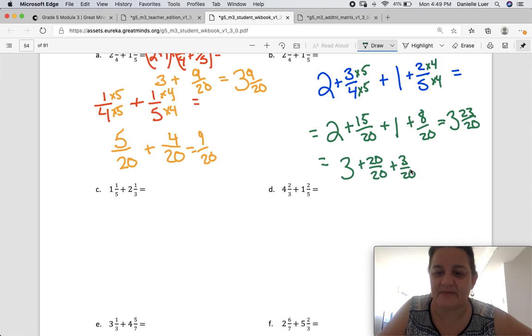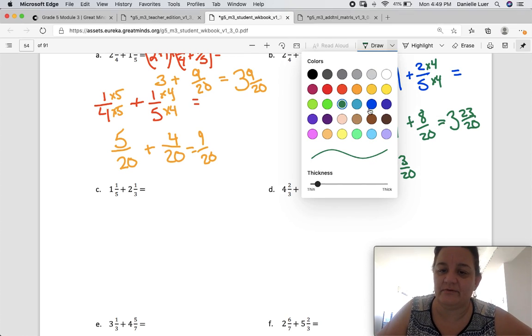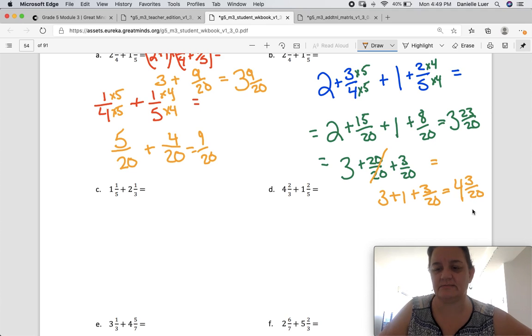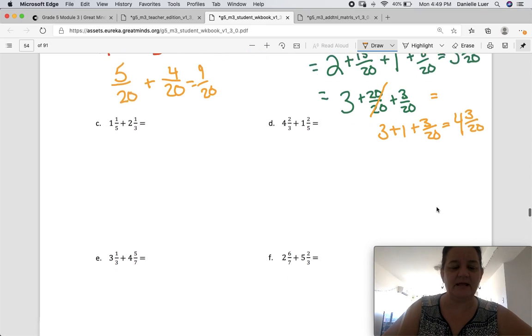Okay, if I split that apart and decomposed it, and then I know that I could cross that out and make it 1, so it would be 3 plus 1 plus 3/20 would give me 4 and 3/20. Excellent. Okay.